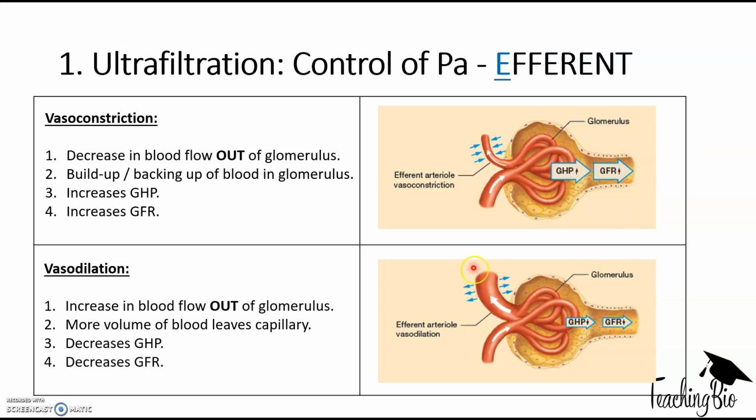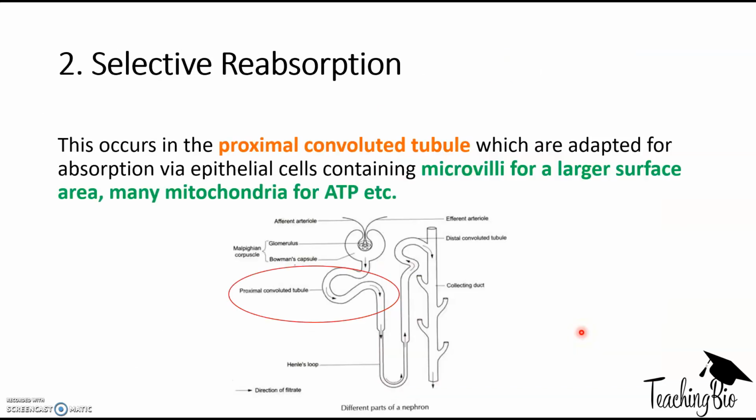And if we dilate the efferent arteriole, we get the opposite story because we're going to have lots of blood leaving. So we're going to have less of this back pressure. So we'll have less GHP and less GFR.